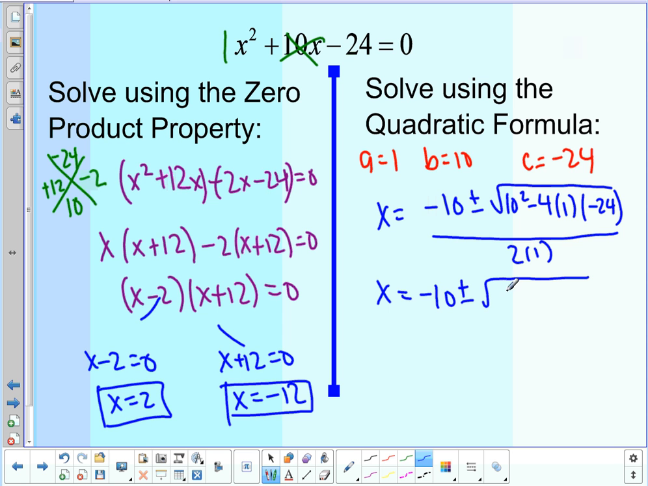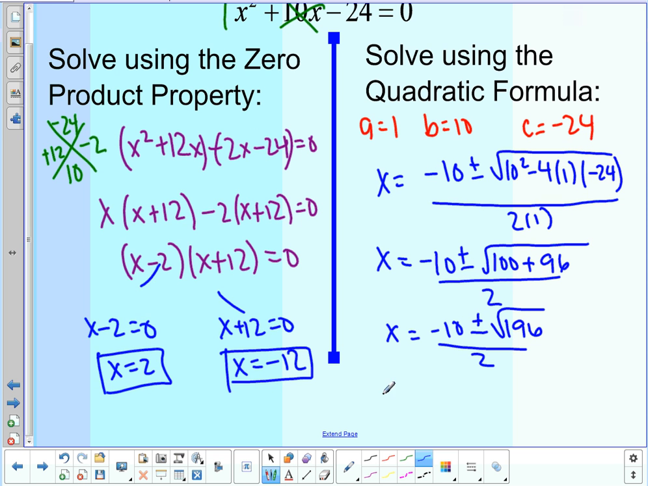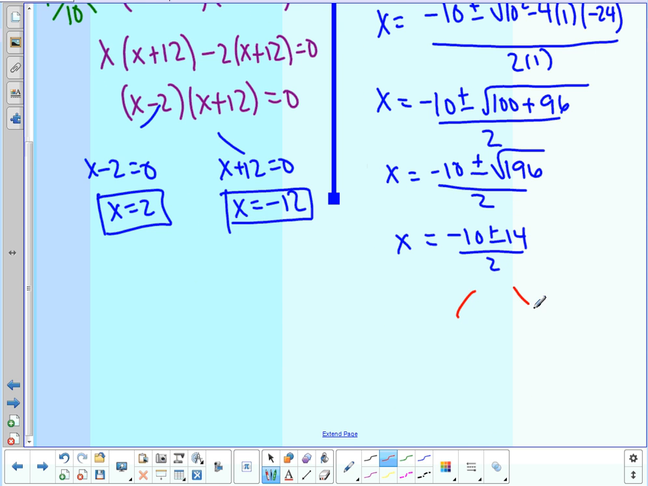When I take the square of 10, 10 squared is 100, and negative 4 times 1 times negative 24 is going to give me positive 96. All over 2, negative 10 plus or minus 196 when I add those together, all over 2. And then taking the square root of 196, I end up with negative 10 plus or minus 14 all over 2. So now I'm ready to split these. These go to two different things.